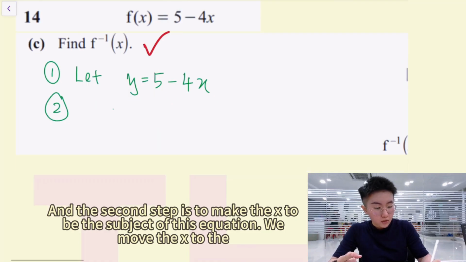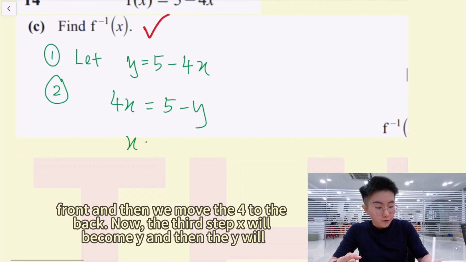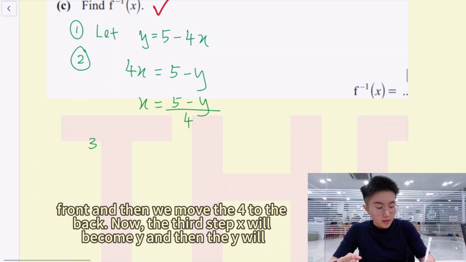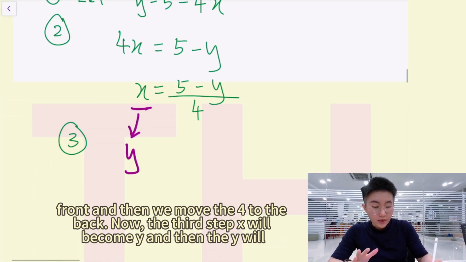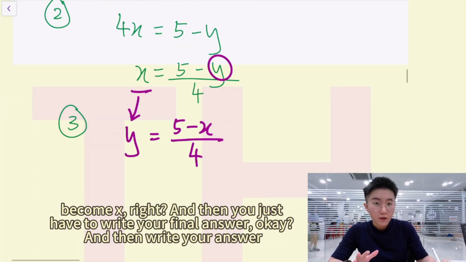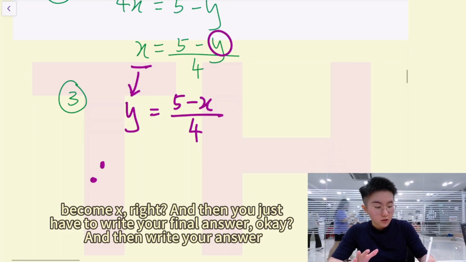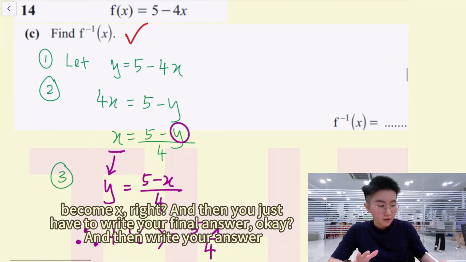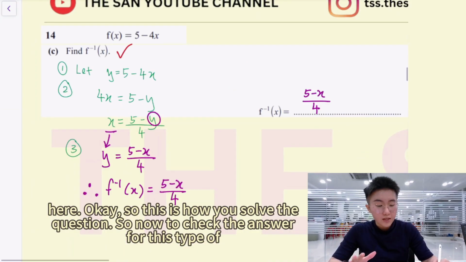We move the x to the front and then we move the 4 to the back. Now the third step, x will become y and then the y will become x, right? And then you just have to write your final answer. Okay, so this is how you solve the question.